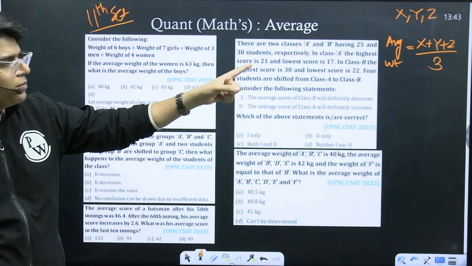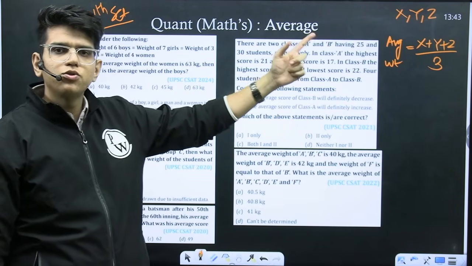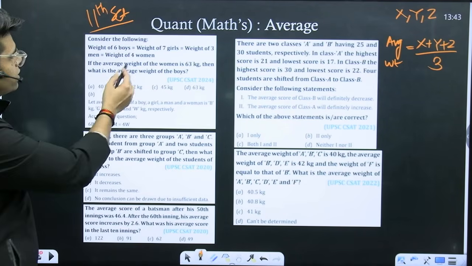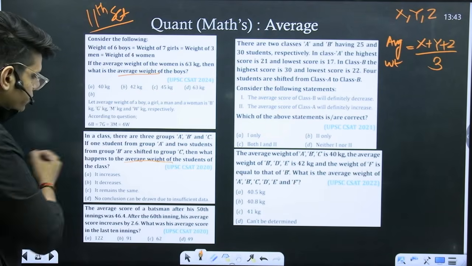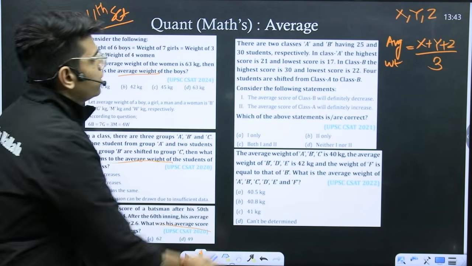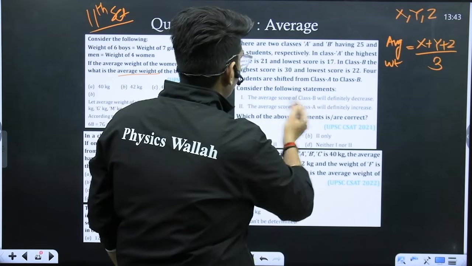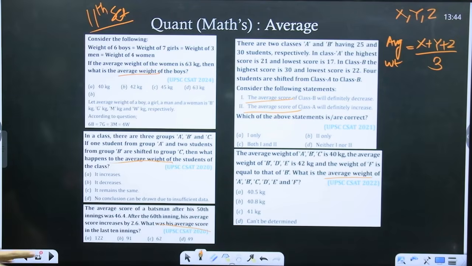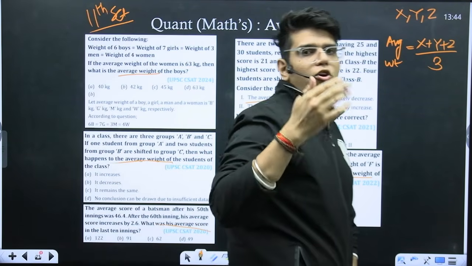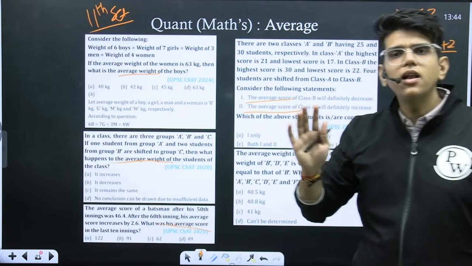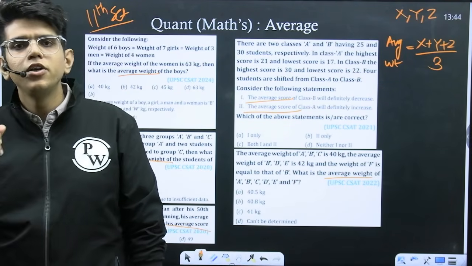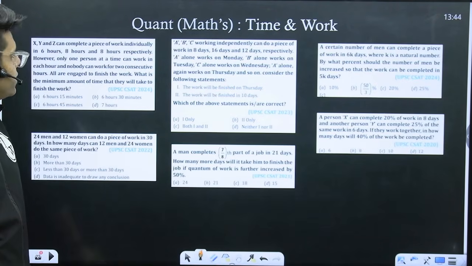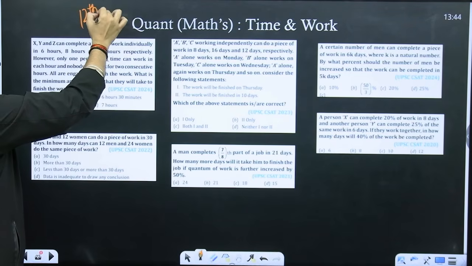If you know the basics and the logic used to solve those questions, you can solve any question asked from average. In this question also, average weight of the student, average score, all these questions will be solved by using the same logic, that average is nothing but the sum of all the observations upon the total number of observations. That is the basics. You need to know this and you will be able to solve all the different types of questions. Okay. Next is time and work.